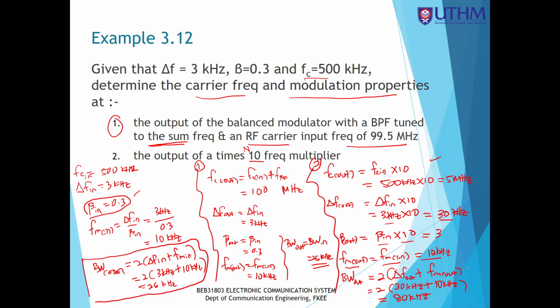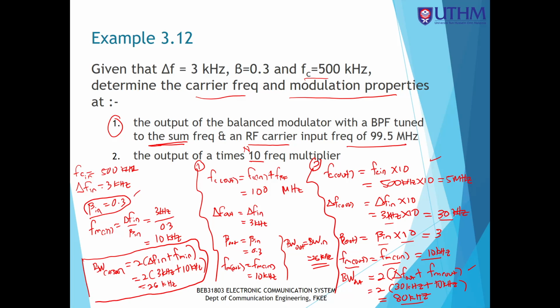So if you see from here, bandwidth out is equal to 2 times delta F out plus Fm out. So 30 kilohertz plus 10 kilohertz, and then multiplied with 2. So we're going to get 80 kilohertz. Okay, so this 80 kilohertz is larger than the bandwidth in.